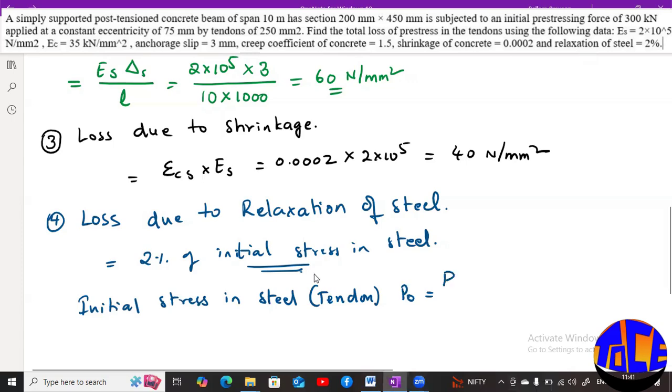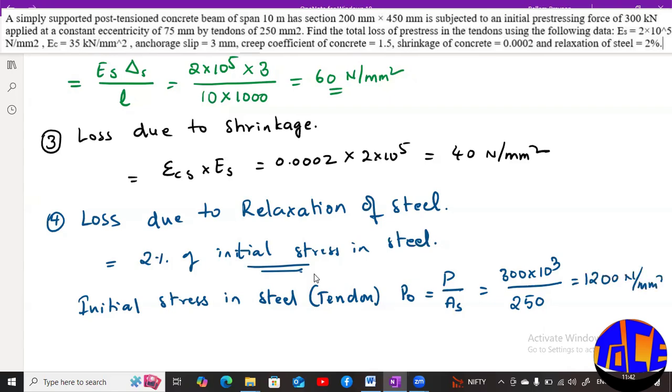Stress will be equal to P divided by the area of steel. Load by area will give you the stress. So P is 300 into 10 to the power of 3, I'm writing in newtons, and the area of steel is mentioned in the question, that is 250 mm square. Area of steel in the sense the area of the tendon. So if you calculate this, you will get the value of 1200 Newton per mm square.